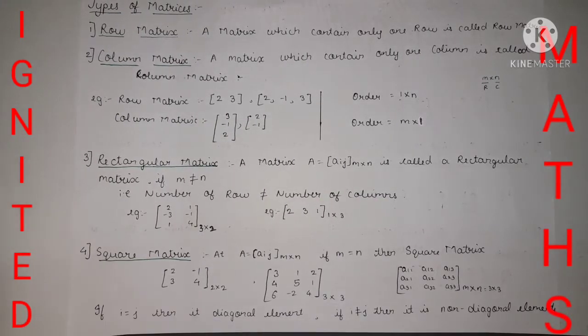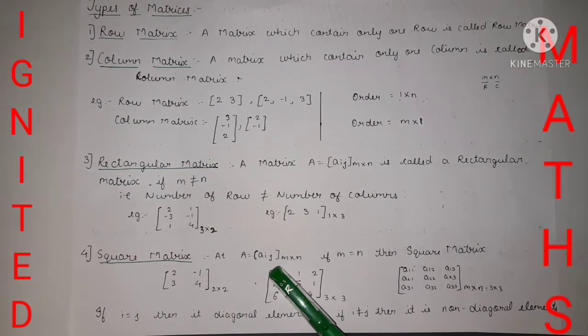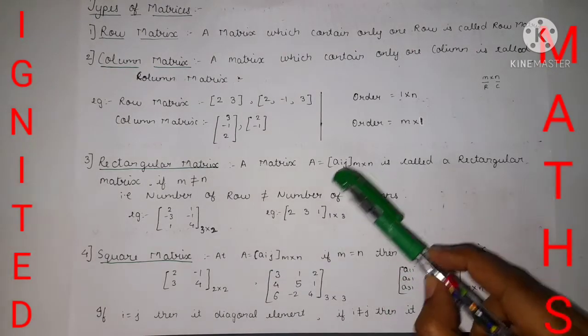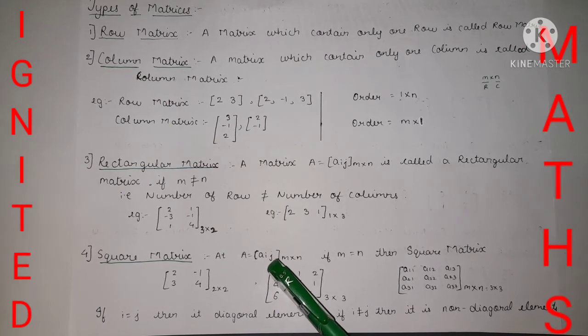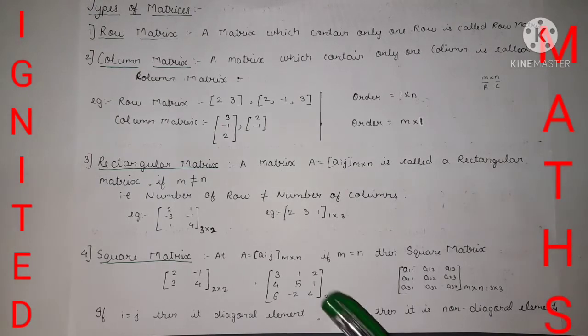Now the fourth type is the square matrix. A equals Aij of order m cross n, with the same explanation as before: A means the element, i means the row, and j means the column. If you still have any doubt, please go through the description link. You will get a brief explanation about it, so don't worry.